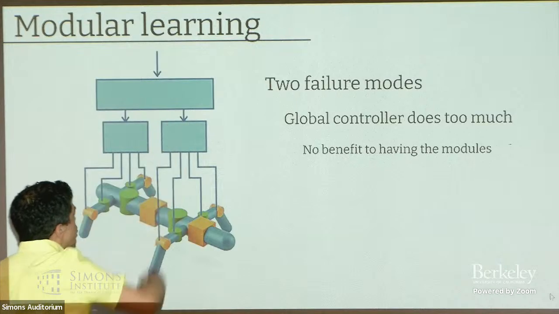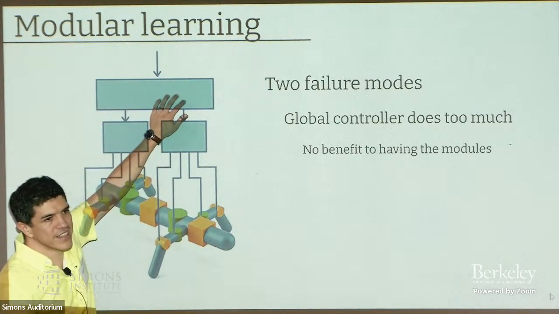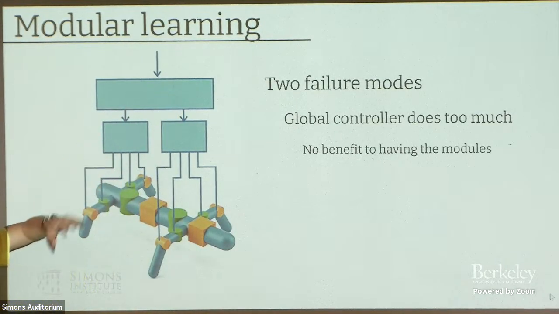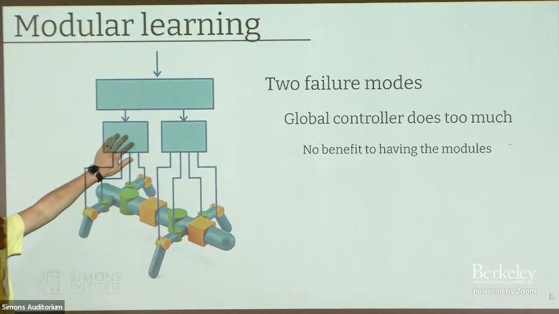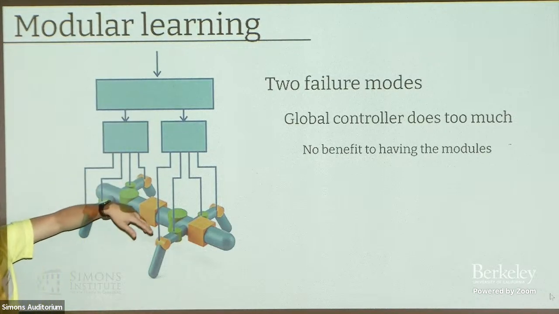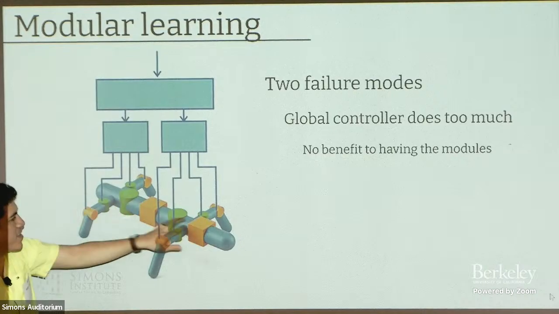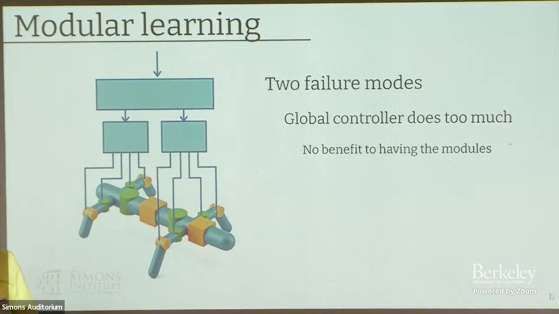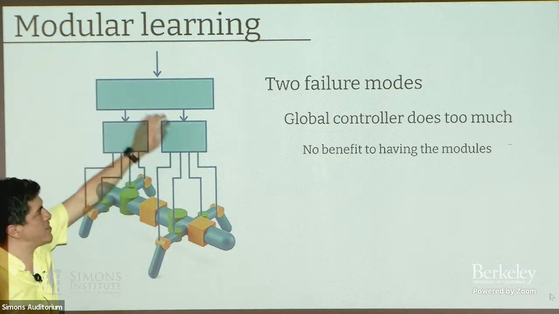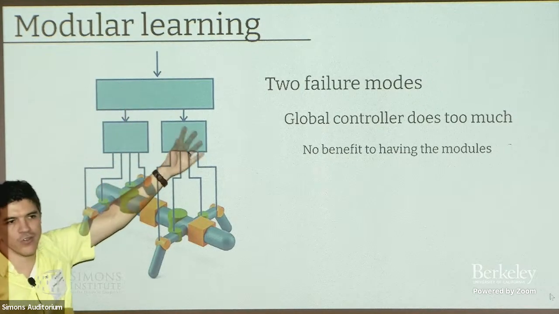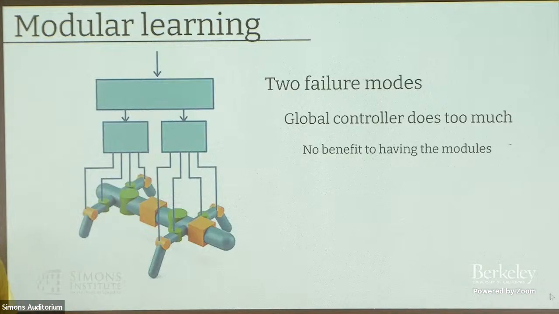You can have a situation where this one is just doing the same thing that the original big monolithic controller was doing, and these ones are just pass-through wires that connect to each one of these things, right? Then sure, you'll get your modules and you'll get your main controller, but the modules are not doing anything, and you get absolutely no benefit from this structure.